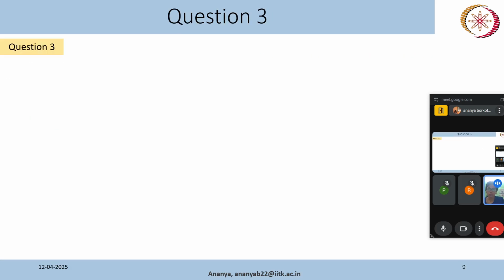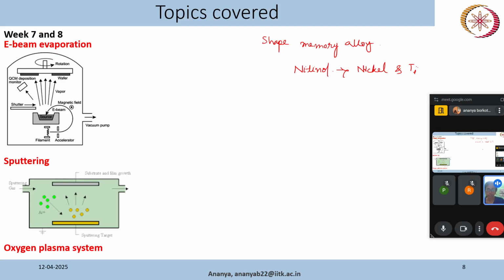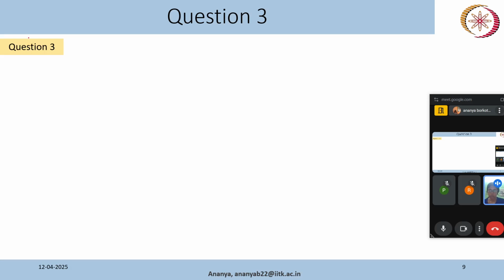So we have maybe some time. We can take one small question, based on the week 7 and 8 content. This is a very general question. You should remember this. I'm just giving you this question: which factors influence the thickness of the photoresist layer?